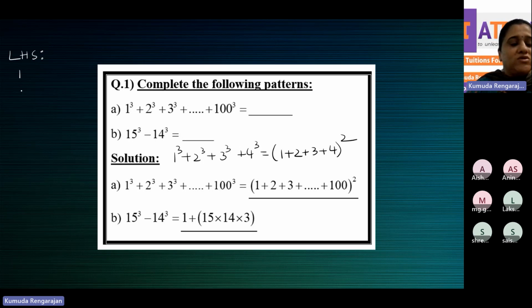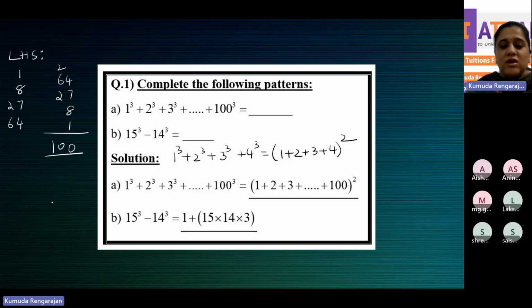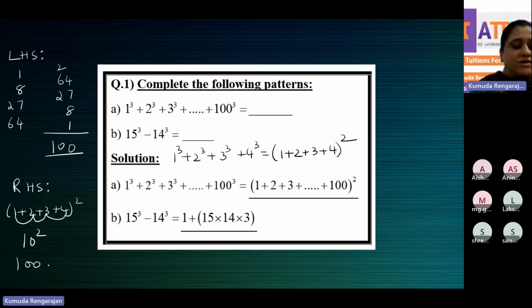What is 1 cubed? 1. What is 2 cubed? 8. What is 3 cubed? 27. And 4 cubed? 64. Let's find the sum. 64 plus 27 plus 8 plus 1 gives 100. Now what do we have on the right hand side? 1 plus 2 plus 3 plus 4, the whole squared. So 4 plus 3, 7, 7 plus 2, 9, 9 plus 1, 10. 10 square is 10 into 10, 100. You see that the result we get for the RHS is the same as the result we got on the LHS.